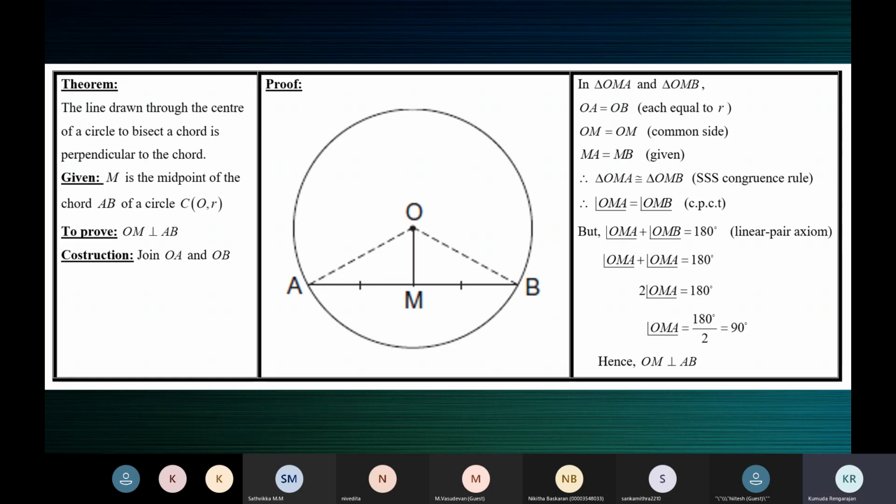So we say the perpendicular from the center to a chord bisects the chord. In the theorem, we have the perpendicular from the center. In its converse, we say the line, not perpendicular, the line drawn from the center of the circle to bisect the chord is perpendicular to the chord.